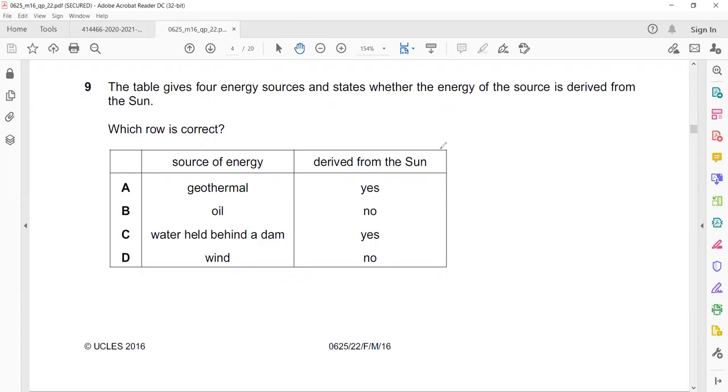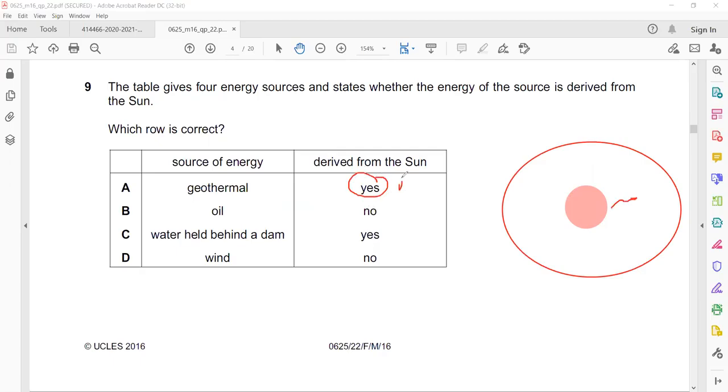geothermal means energy from the earth core. The geothermal is not derived from the sun because the earth core is very hot and is releasing heat energy because of nuclear reaction inside the core. So it is not derived. So this should not be yes, it should be no. So A cannot be an answer.